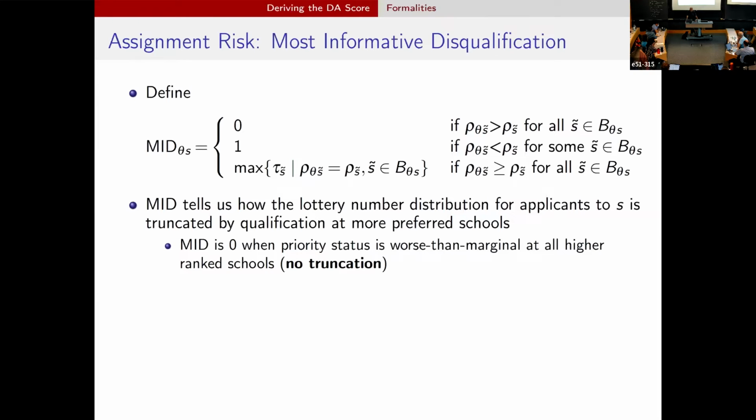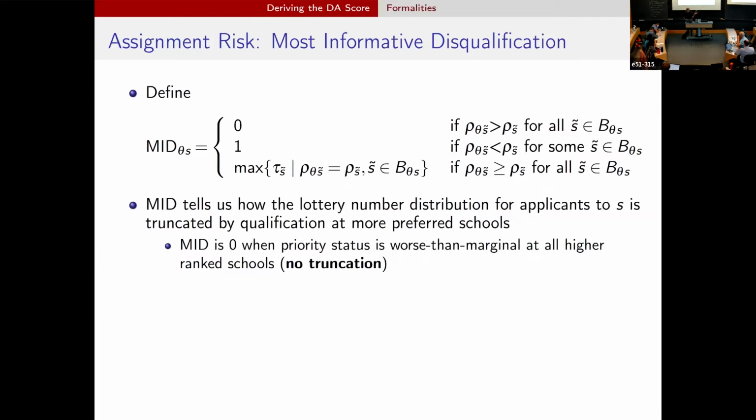That occurs, for instance, when we're thinking about a school you listed first. If I listed that school first, there's no way for my lottery number to be truncated by the time I apply to the school, because I didn't get rejected from any other place. More generally, the MID is equal to 0 when the priority status is worse than marginal at all higher ranked schools. So I'm in that bottom bucket, priority group 3 in our example, at all of my higher ranked schools. I had no shot of getting into those schools, so there'd be no truncation.